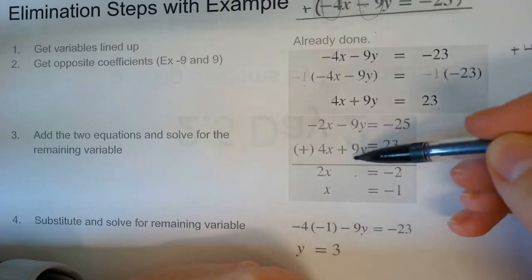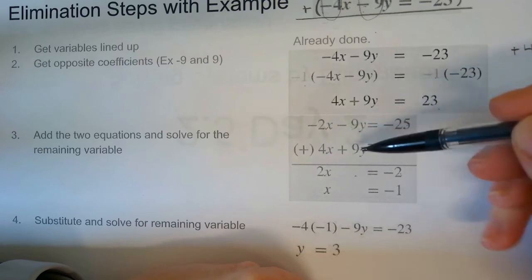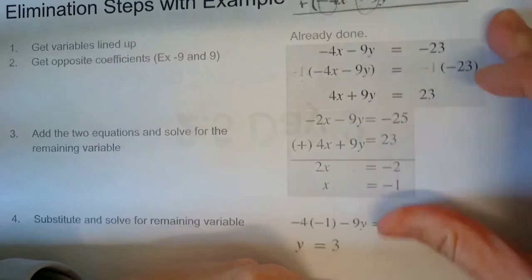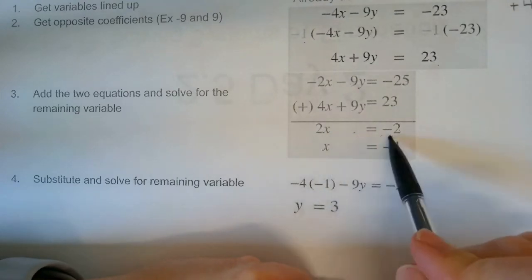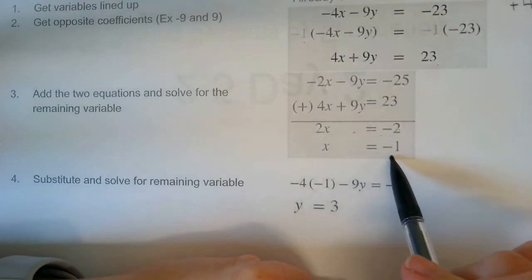So I always want to set it up so that you can get either your x's or your y's to add to 0. Once I've done that, then it's just a simple equation to solve, so I can divide by 2 and find my x is -1.